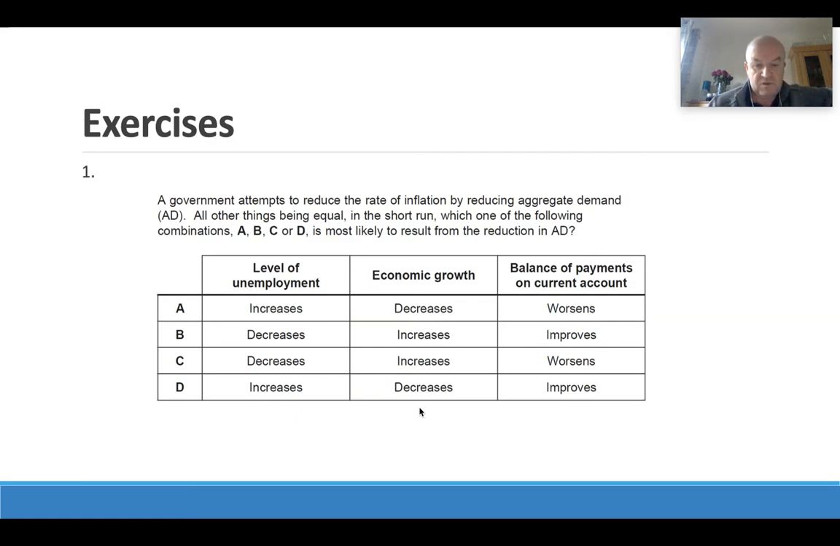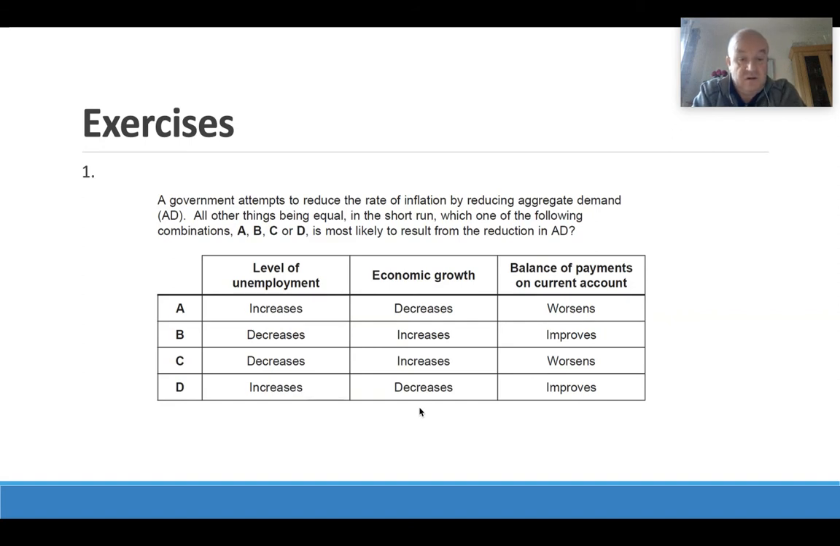The government attempts to reduce the rate of inflation by reducing aggregate demand, AD. With all other things being equal, ceteris paribus, in the short run, which one of the following combinations, A, B, C, or D, is most likely to result in a reduction in AD? Now, it's very important when you get a question like this that, number one, you read it clearly, and then look at the options that you've got to consider. So you've got to think about level of employment, economic growth, and balance of payments on the current account.